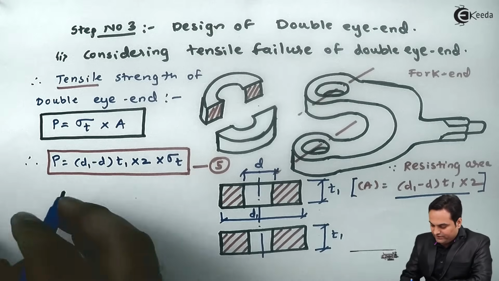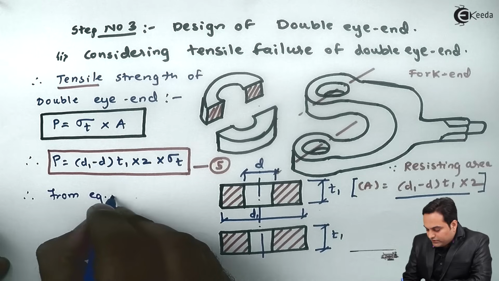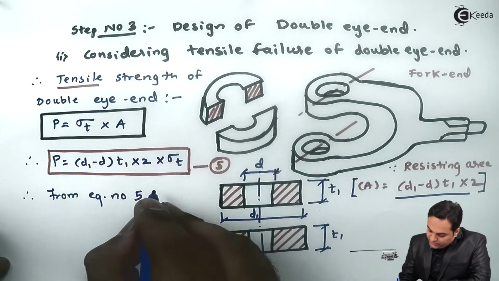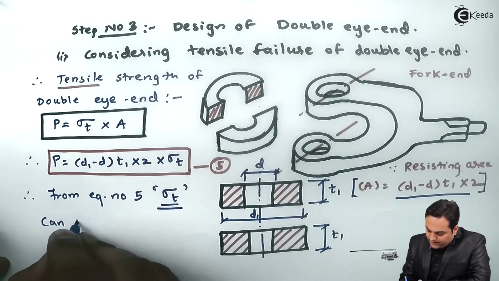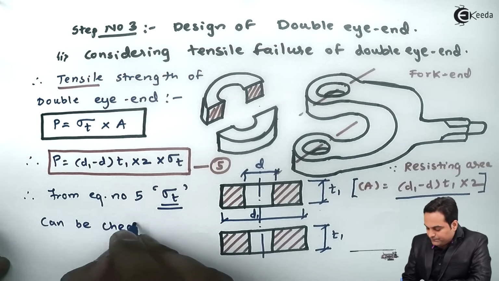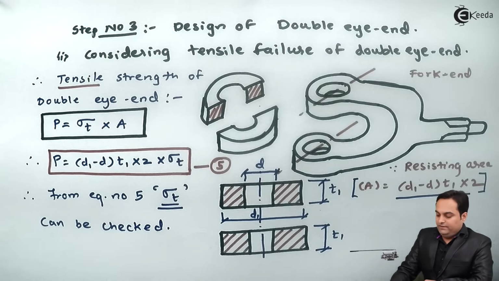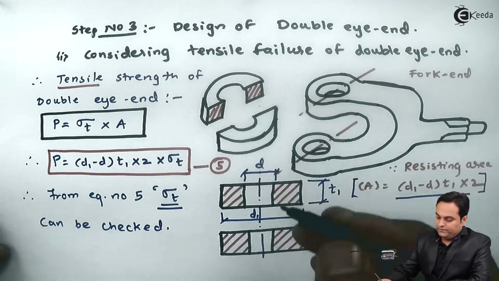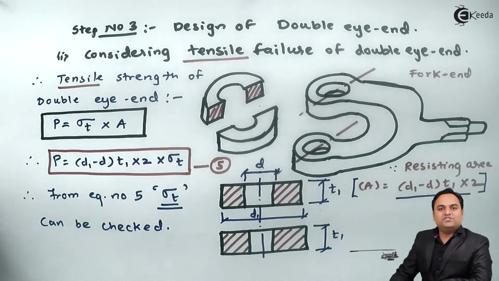Now I'll say that therefore from equation number 5 we can check the value of tensile stress. So sigma T can be checked. So this was the first step in the design of double eye end, considering tensile failure. Now we will consider shear failure.